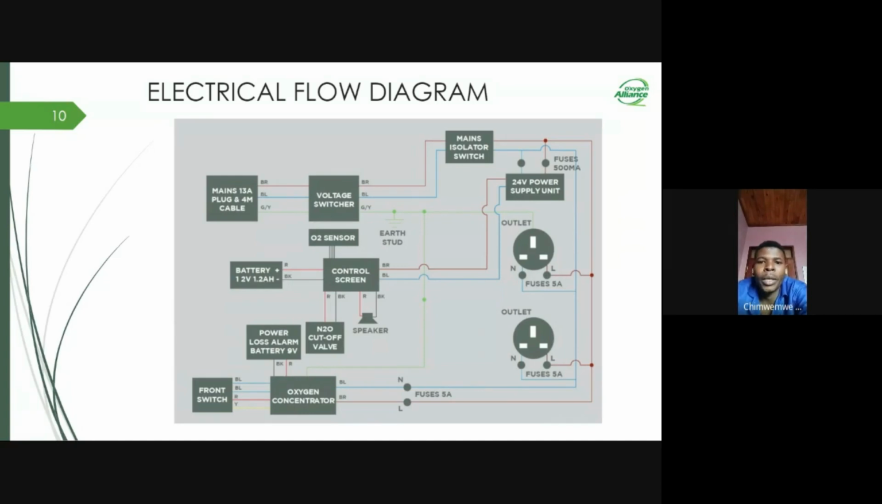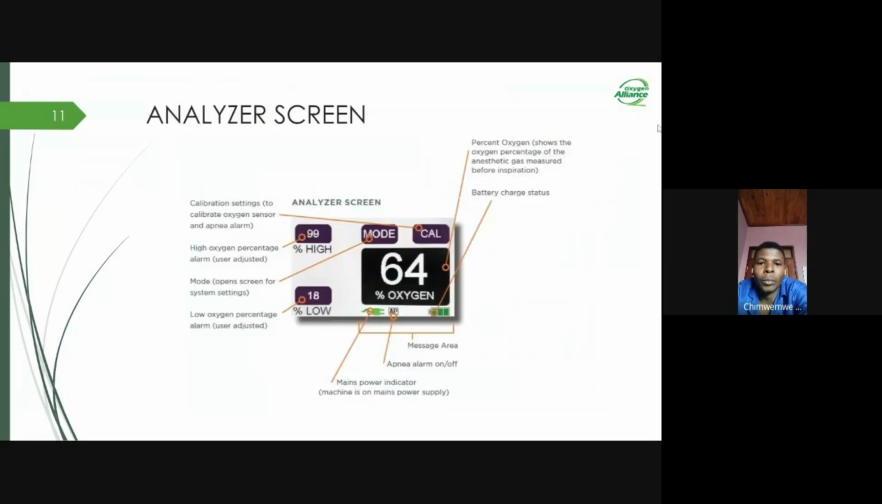I'll move on to talk about the analyzer screen. In the graphics, you can see on the touch screen we have the CAL button. That's a calibration button to calibrate oxygen and the apnea alarm. We have a high oxygen alarm setting, where you can see high and 99, which can be adjusted by the user when they want to set alarms, and also when they want to do calibration.